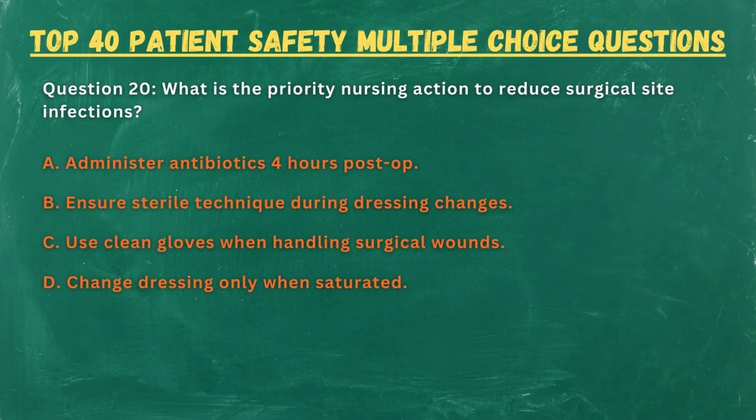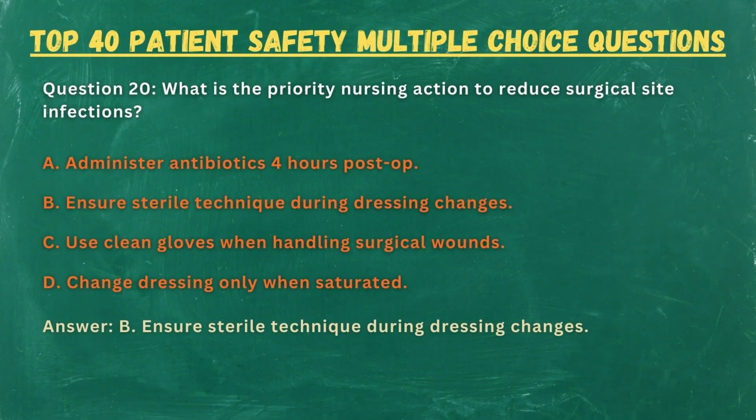Question 20. What is the priority nursing action to reduce surgical site infections? A. Administer antibiotics 4 hours post-op. B. Ensure sterile technique during dressing changes. C. Use clean gloves when handling surgical wounds. D. Change dressing only when saturated. Answer: B. Ensure sterile technique during dressing changes.